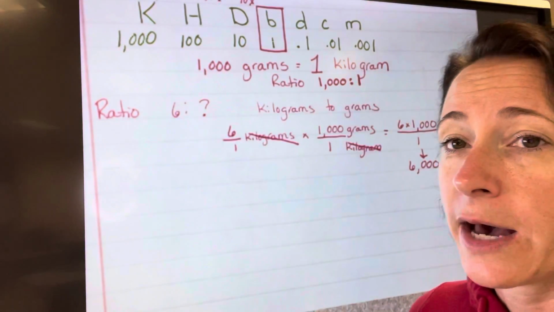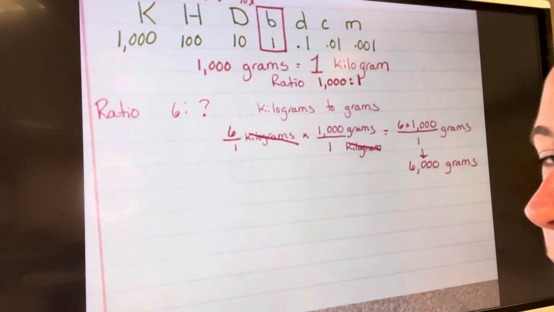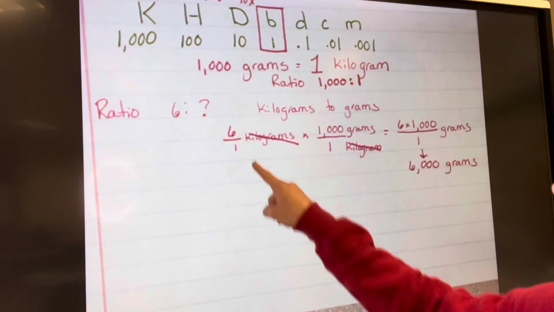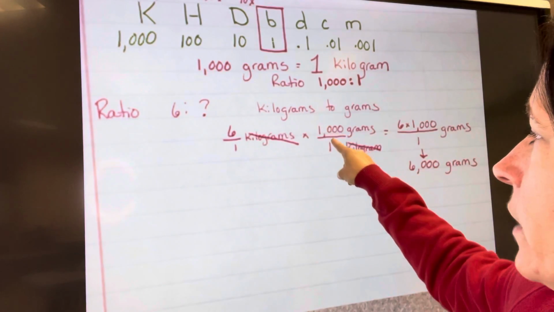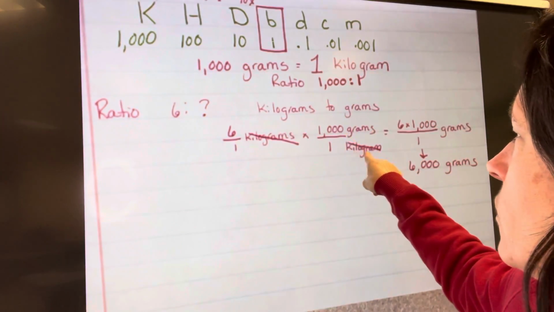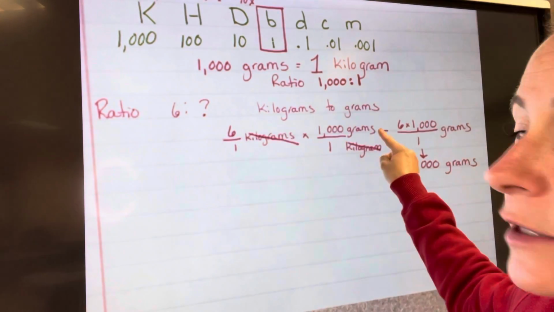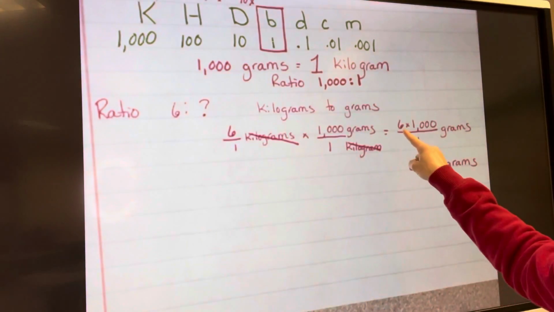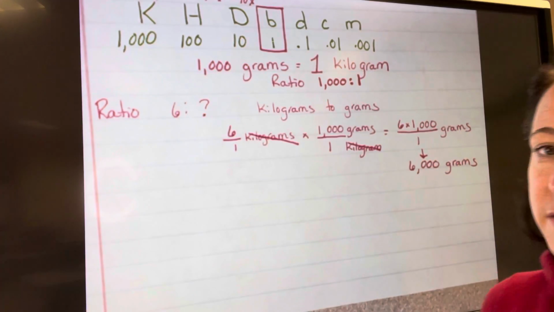So we want to know how many for 6. Well, obviously we can do the math very easily, but we want to practice this equation. So we say we have 6 kilograms, and we multiply it by the ratio of 1,000 grams to 1 kilogram. And then we cross-eliminate our kilograms because this is in the numerator and this is in the denominator, and we have grams left over. So what we have left is 6 times 1,000 over 1 grams, which is 6,000 grams.